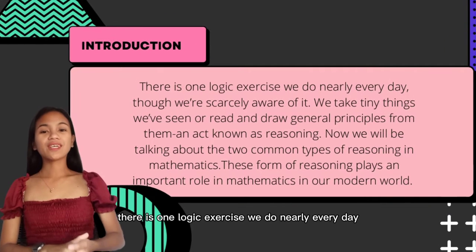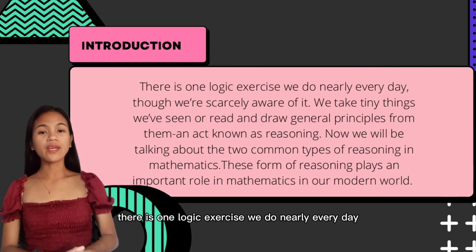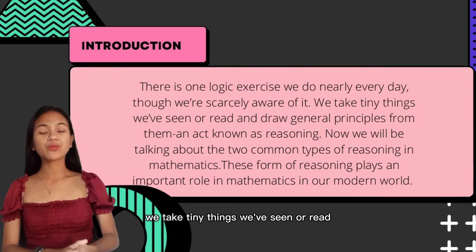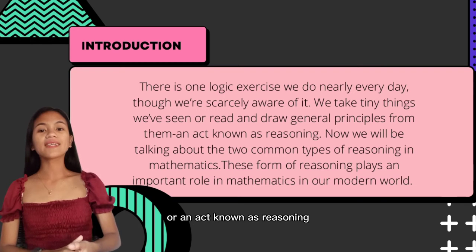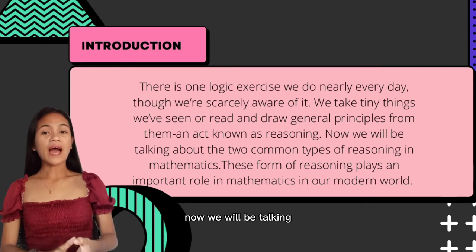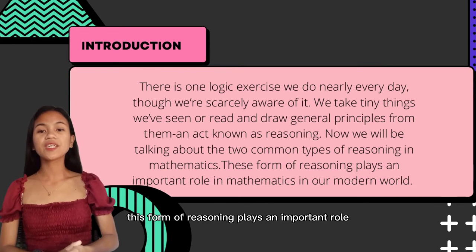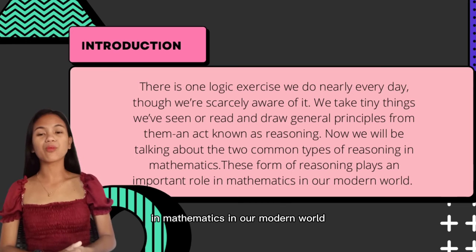There is one logic exercise we do nearly every day, though we're scarcely aware of it. We take tiny things we've seen or read and draw general principles from them, an act known as reasoning. Now, we will be talking about the two common types of reasoning in mathematics. This form of reasoning plays an important role in mathematics in our modern world.